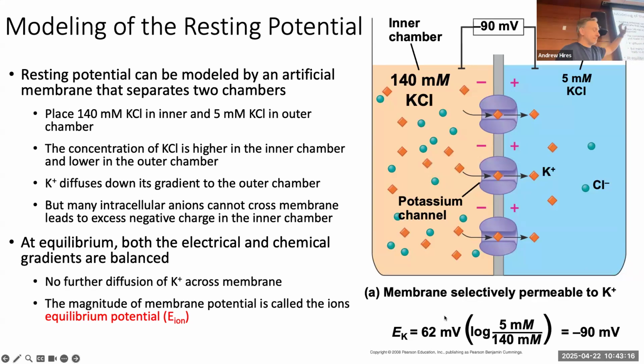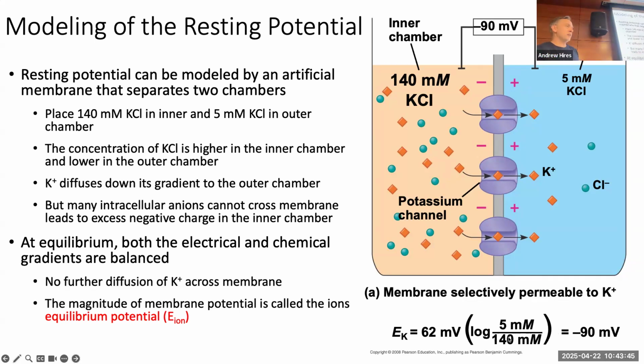It's equal to a constant number here, which is 62 millivolts. It's related to a bunch of different physical constants, and also to the ratio of the inside and outside concentration of the potassium. So we have potassium outside at 5 millimolar and potassium inside at 140 millimolar. Divide those two by each other, take the log base 10 of it, multiply by 62, and we come up with negative 90 millivolts.